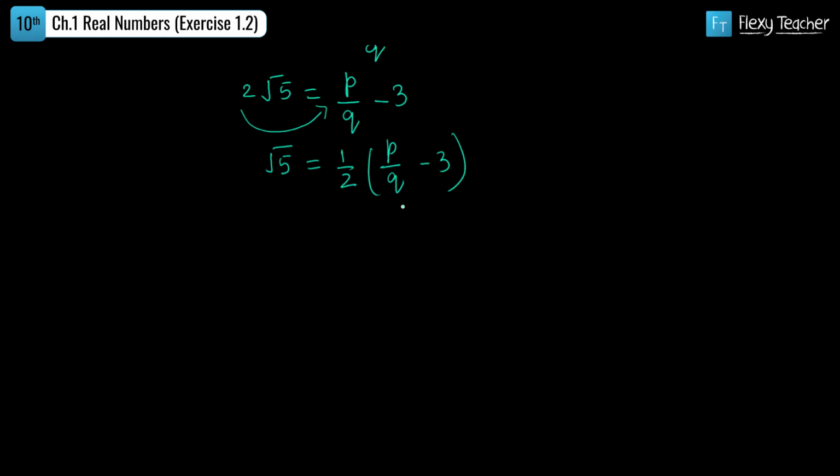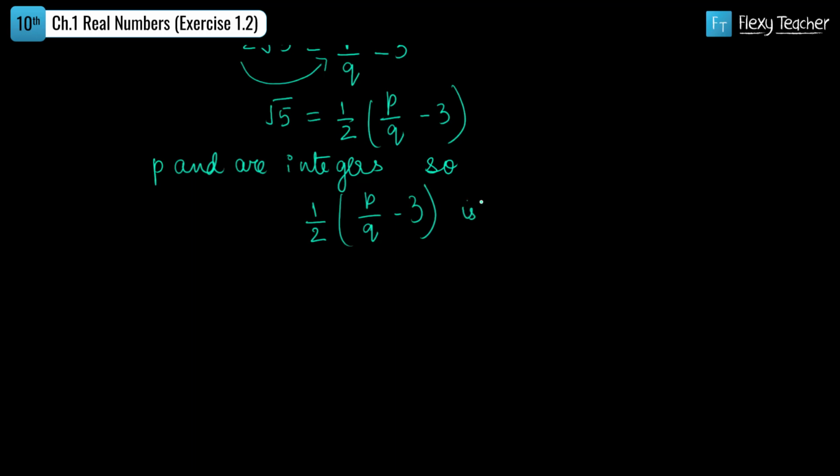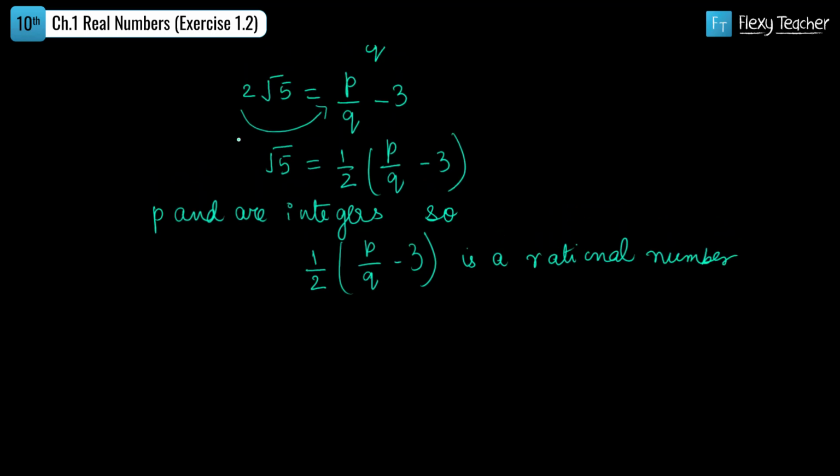ओके. नाउ P and Q are integers. वो तो हमारा assumption ही है. ओके. So 1 upon 2 into P upon Q minus 3 is a rational number. Now what we have done is, in this particular equation, हमने क्या किया है?